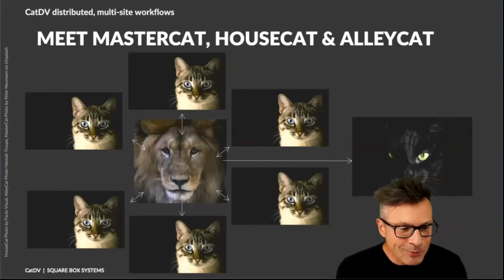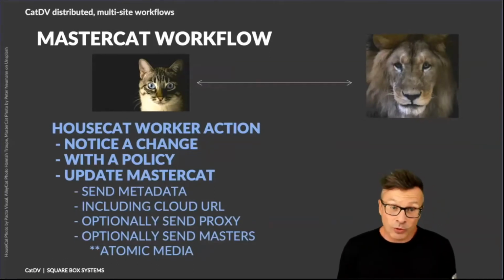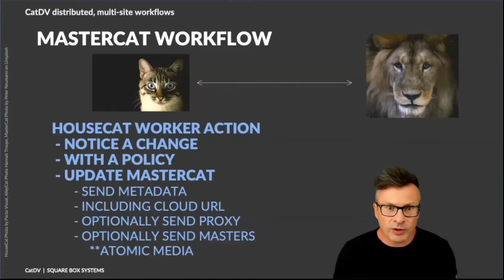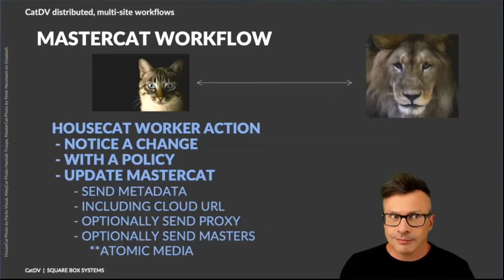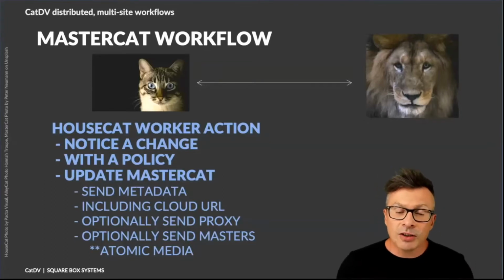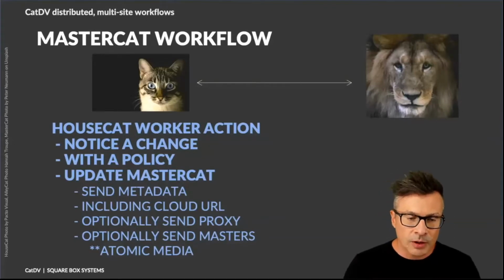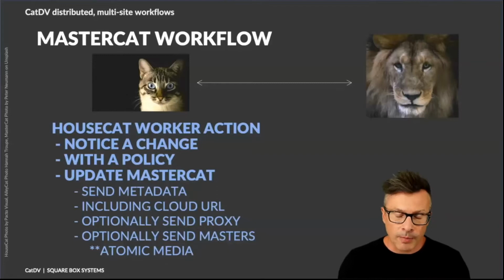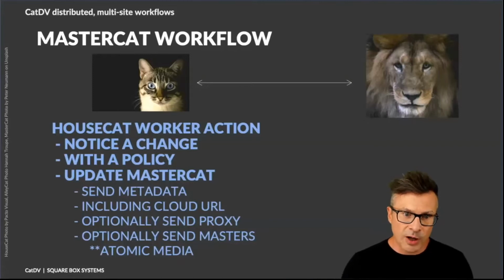Okay, so let's move on to what a MasterCat workflow looks like. In actual fact, what's doing all the work in this case is the HouseCat. The HouseCat system has a set of worker actions that we've written using our APIs, which we talked about some weeks ago. So we're eating our own cat food, if you like. And this set of worker actions notices a change in the HouseCat system, maybe with a policy. So, okay, something's changed, and we're looking for assets that perhaps have got a status of approved or status of share this with the rest of the company.